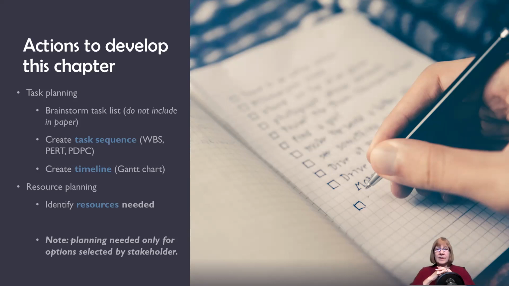And as a reminder, you only need to put in your implementation plan those things that the stakeholder is going to do. And you only need to do those particular recommendations that have been selected by the stakeholder. There may be a lot of things that you have recommended that they're saying, no, that's not a good fit. Well, you don't have to put those in your implementation plan. So it's a good idea to check with your stakeholder if you can, and see which ones they are most interested in doing and focus on those.